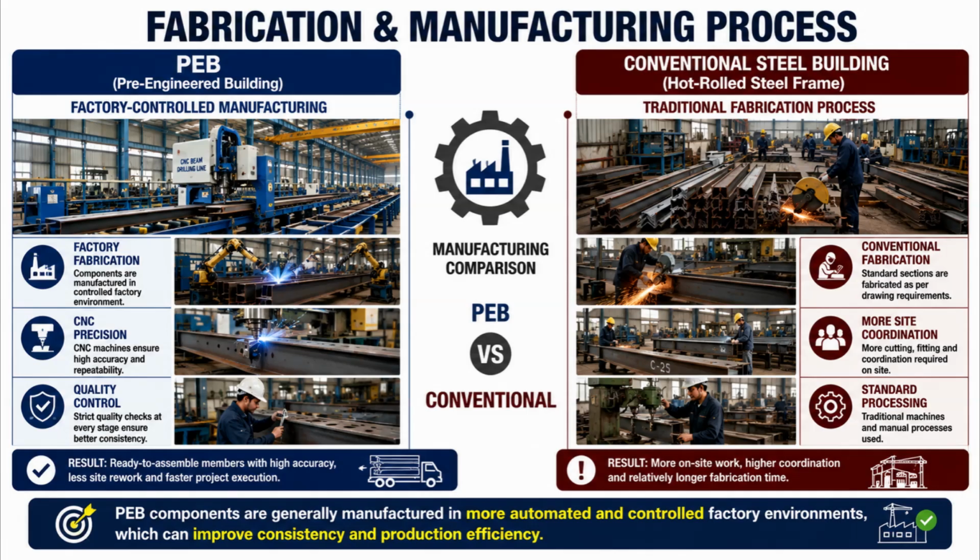In conventional steel buildings, fabrication often involves more manual processes and greater coordination between fabrication and site activities. Additional cutting, fitting, welding, and adjustments may be required depending on project conditions. As a result, PEB systems generally offer faster and more streamlined manufacturing processes.